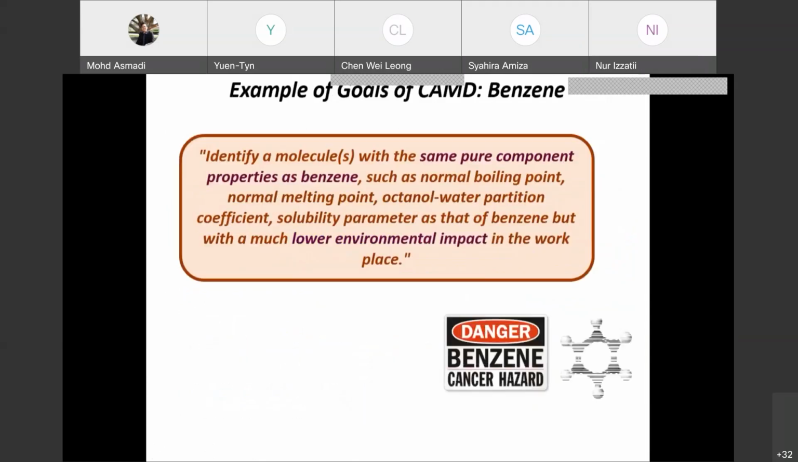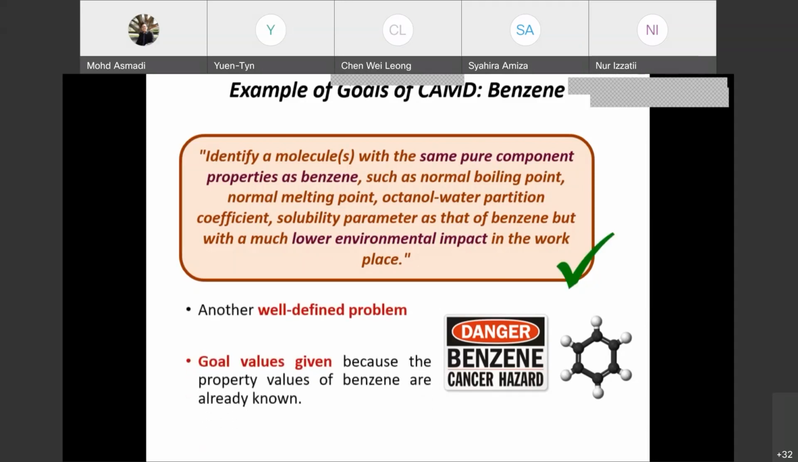Another example of a well-defined problem: identify a molecule with the same pure component properties as benzene, meaning we want to replace benzene, such as normal boiling point, normal melting point, octanol-water partition coefficient, and solubility parameter, but with much lower environmental impact in the workplace. This is a well-defined problem, and goal values are given because the property values of benzene are known.